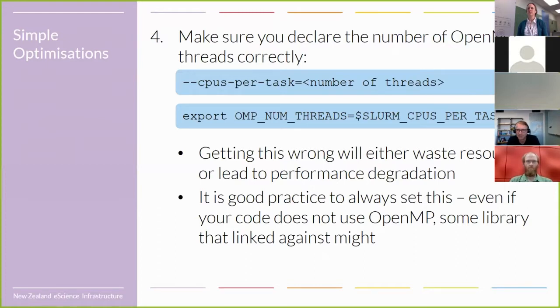If there's a mismatch, you can either waste resources by not using all the cores you asked for, or it goes the other way, where you try to squeeze many threads into one single core, and then it will run really, really slow. It's always good to define it, even if you don't use OpenMP yourself, because maybe a library that you linked into your program uses it. So it's always a good idea to safeguard against that, and just set CPUs per task equals 1, and then you can be sure that you always get it right.